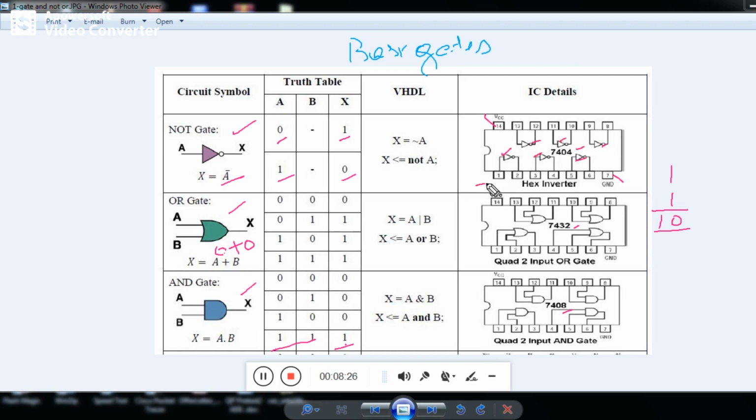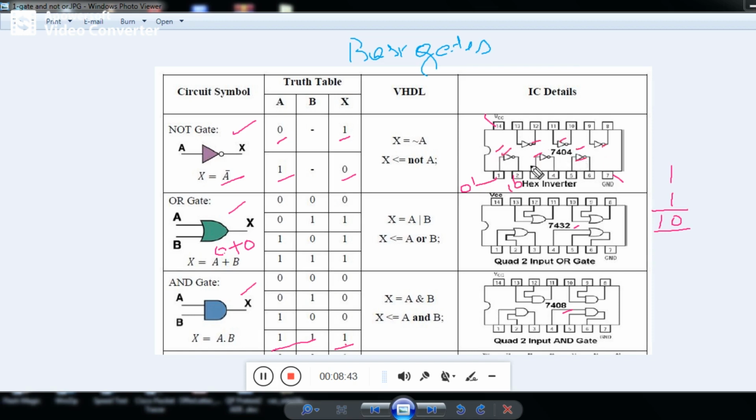You give the input here. Suppose you give one input like 1, you will get output 0. If you give input 0, you will get output 1. Like that you can test all the gates of the particular IC.